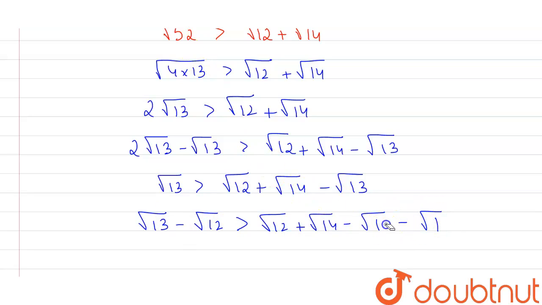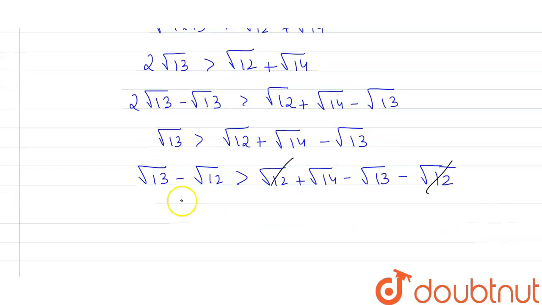So on the LHS I have root of 13 minus root of 12, and on the right, root of 12 plus root of 14 minus root of 13 minus root of 12. Why minus root of 12? Because we are subtracting root of 12 from both sides. So clearly root 12 and root 12 cancel out, and we get root of 13 minus root of 12 is greater than root of 14 minus root of 13.